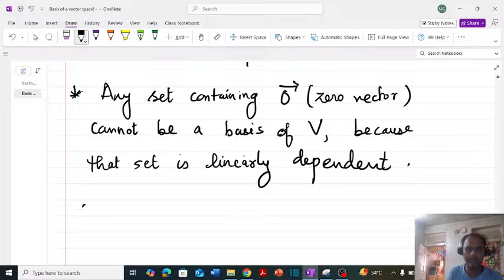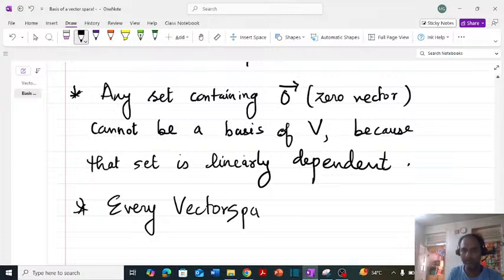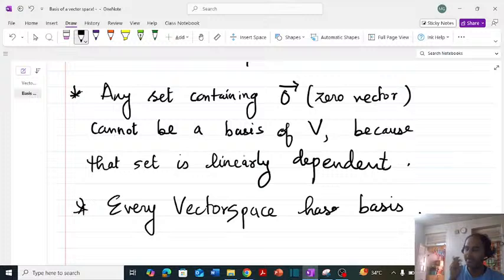Another thing is that every vector space has a basis, finite or infinite, we are not bothered, but these are the results which help you. I hope all of you are able to follow this. I'm not taking any questions right now; after a few minutes I'll start.